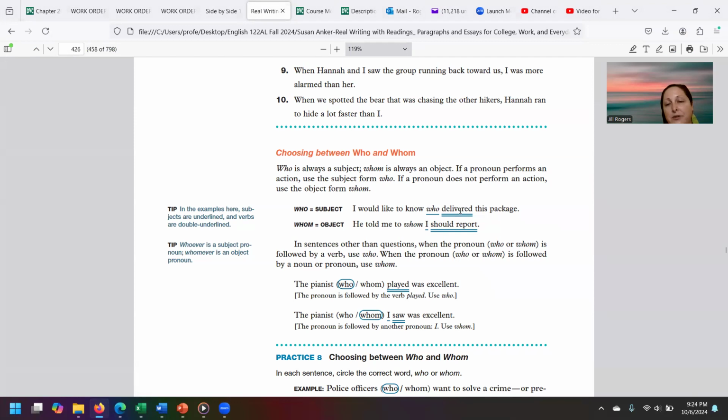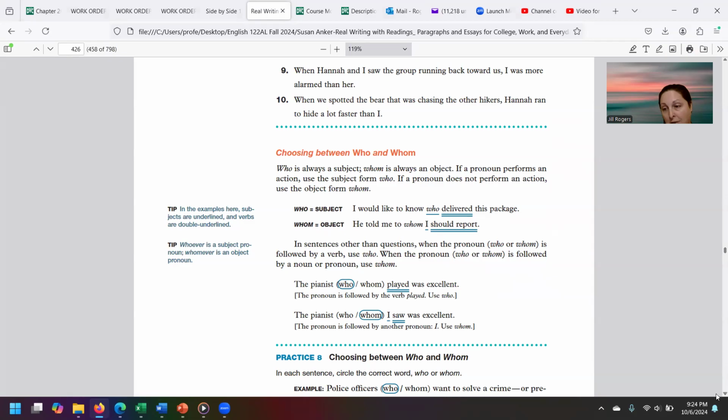Who is always followed by a verb in a sentence, not a question. Questions are different, so don't think about questions. Whom is always followed by a pronoun or noun. The end. The pianist who played: who plus verb. The pianist whom, plus noun or pronoun.